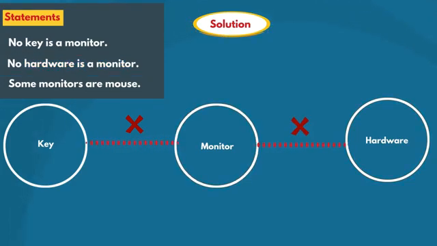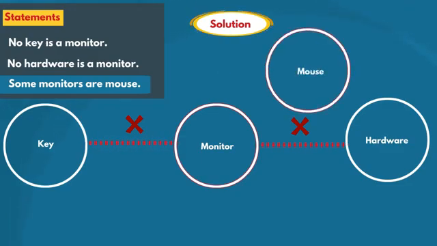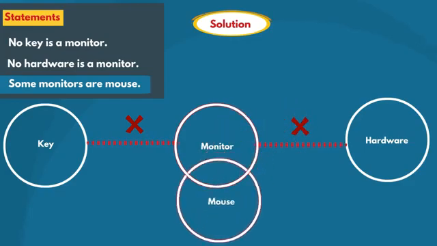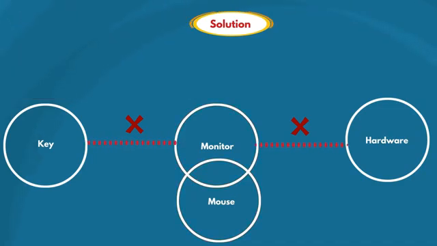Next statement. Some monitors are mouse. Here, this circle represents monitors and this circle represents mouse. Here, some monitors are mouse. This is a basic diagram based on the statements. Now check the conclusions with this diagram.